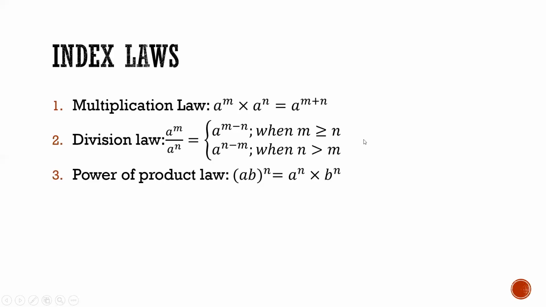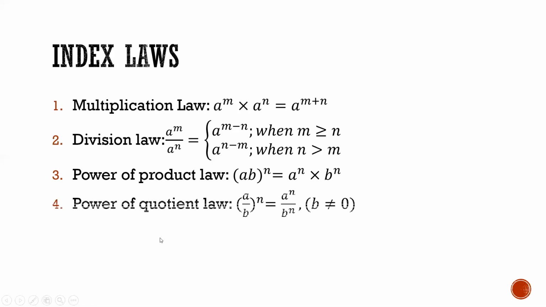The third one is the power of product law. We can see that in power of product, we have something like power and product in this law. Look at the law: ab whole to the power n is equal to a to the power n into b to the power n. We can simply say that we will split our power into the products.